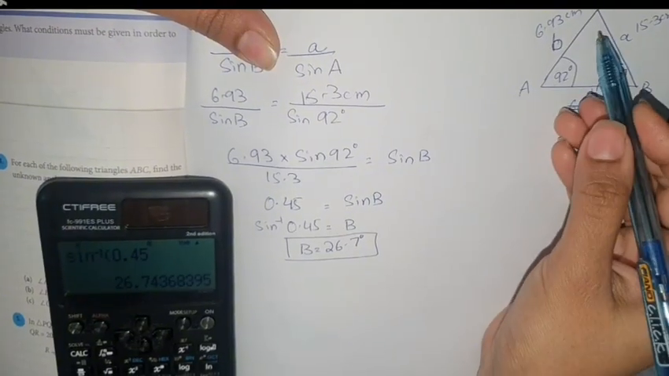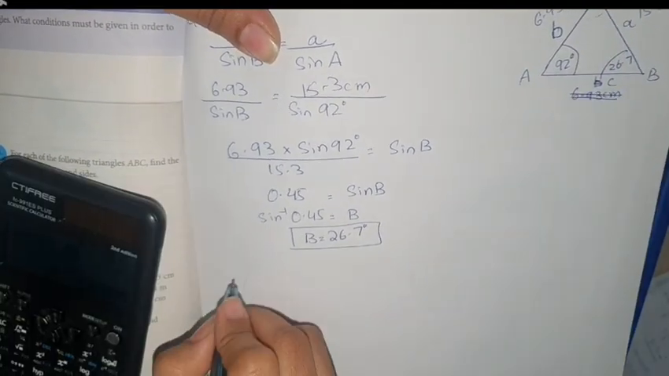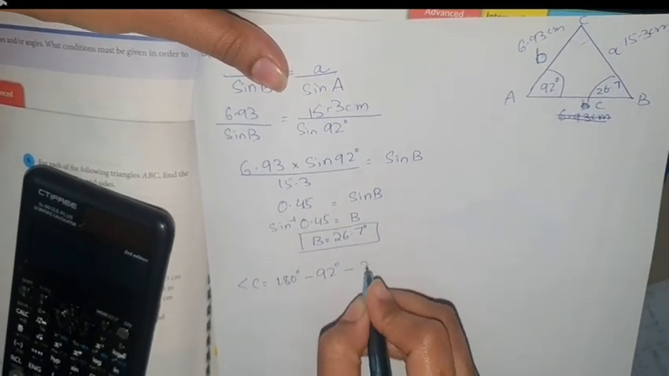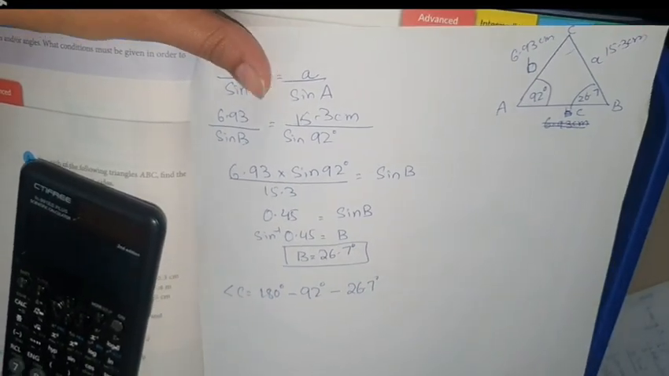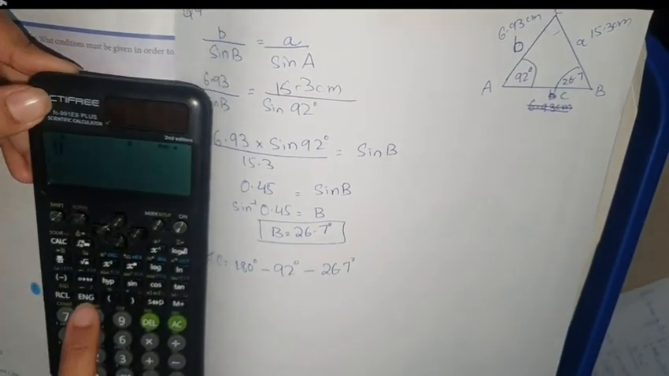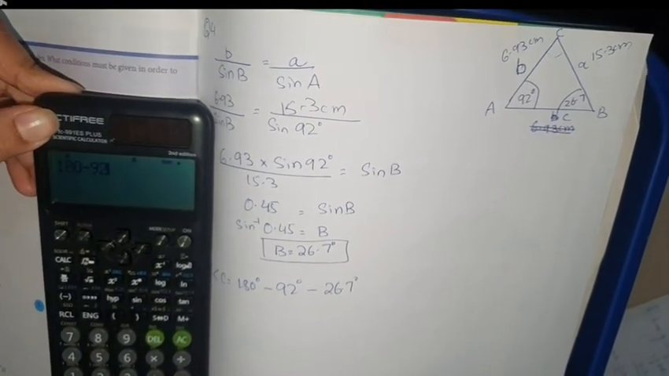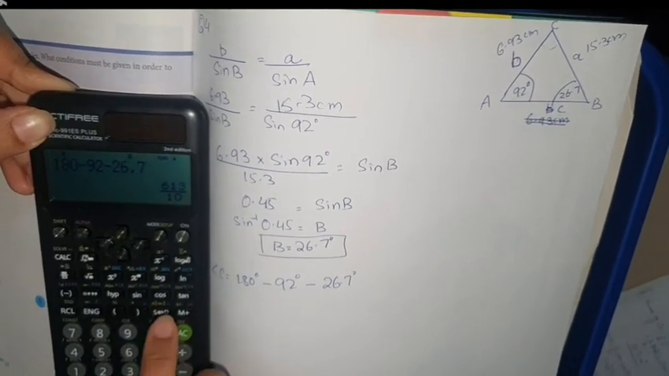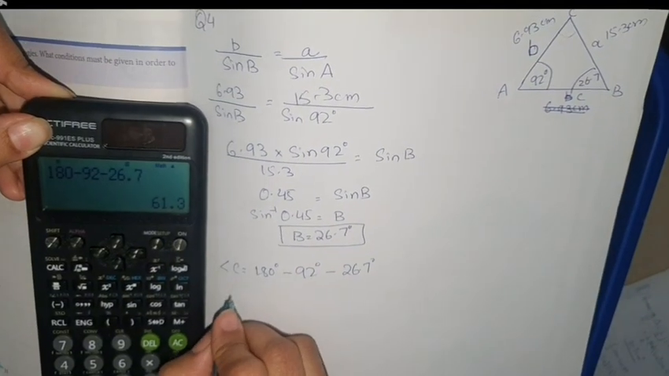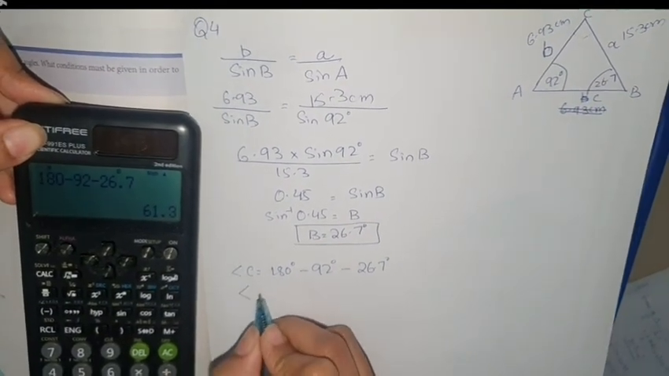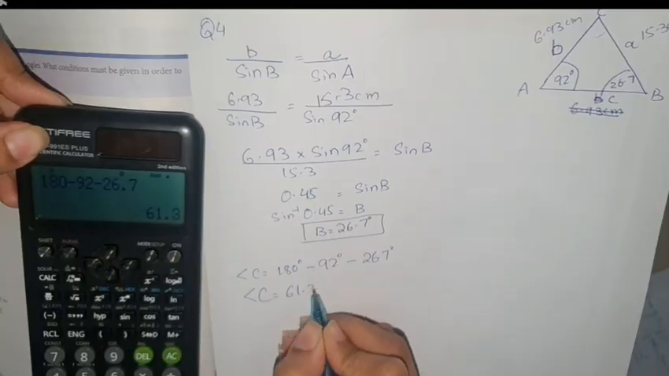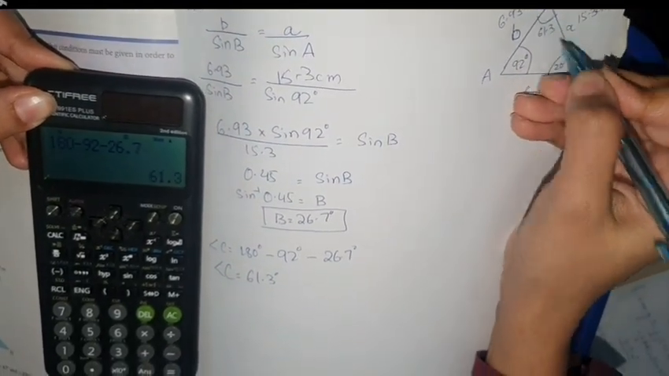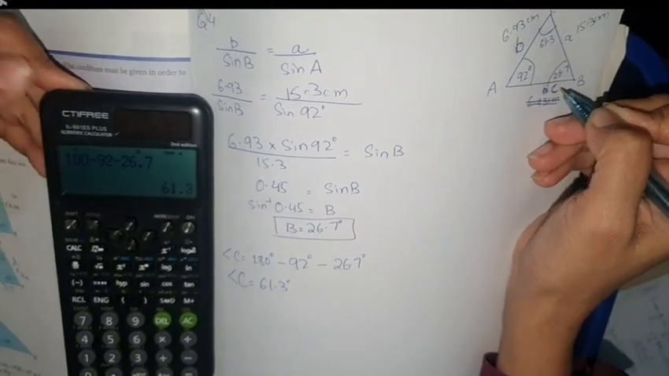We know this, so we can find out this by subtracting. Angle C is equal to 180 degrees minus 92 degrees minus 26.7 degrees. Use your calculator quickly and solve it. 180 minus 92 minus 26.7, so this is 61.3. Angle C is equal to 61.3 degrees. Okay, now we know the angle as well, 61.3. Just we have to find out side C.